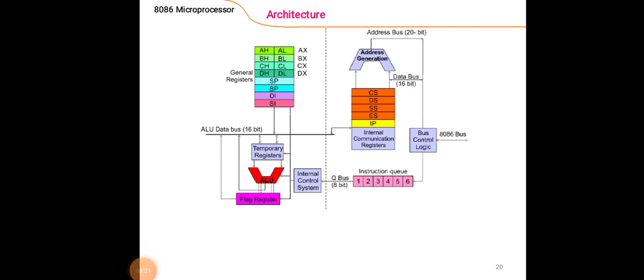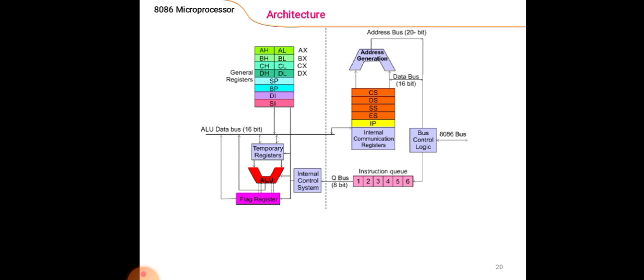Hello students, today in this lecture we'll study the architecture of 8086 microprocessor. In previous lecture we have seen the pin diagram of 8086 microprocessor. 8086 microprocessor is a 16-bit microprocessor. It is an Intel core microprocessor and available in 40-pin IC.